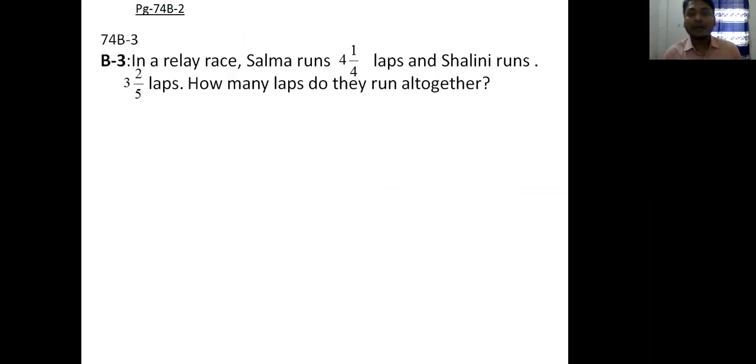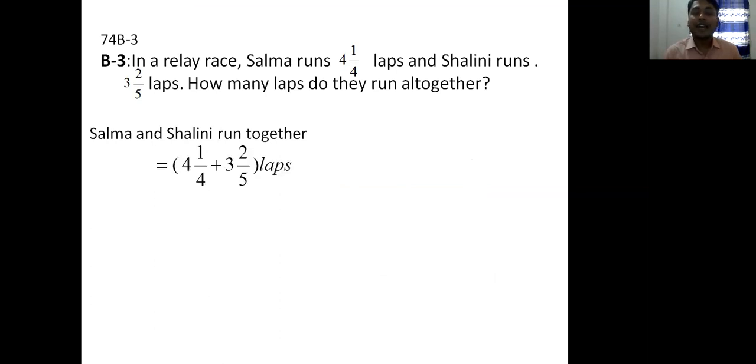Okay, now I am going to the next maths. Here Salma runs 4 1 by 4 laps. Laps is the unit. And Shalini runs 3 whole 2 by 5 laps. How many laps do they run altogether? Very easy maths. The keyword altogether is given here. So write the final statement like this. Salma and Shalini run together equals, just add them together.